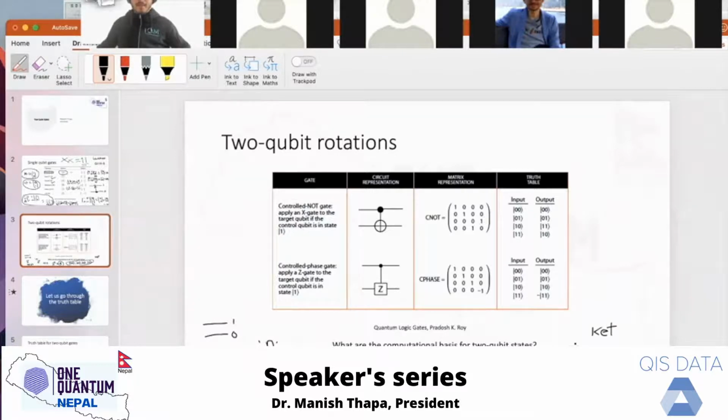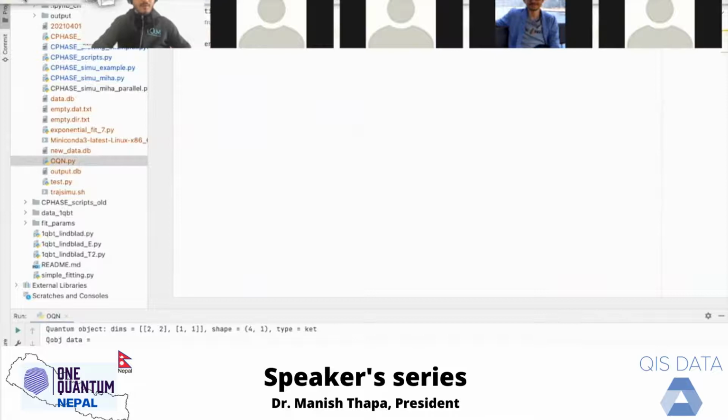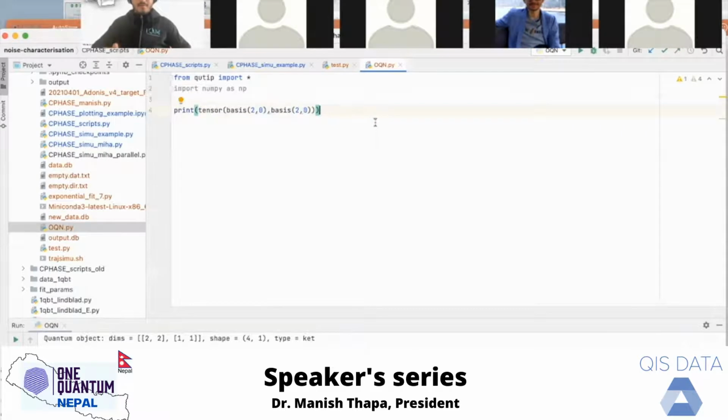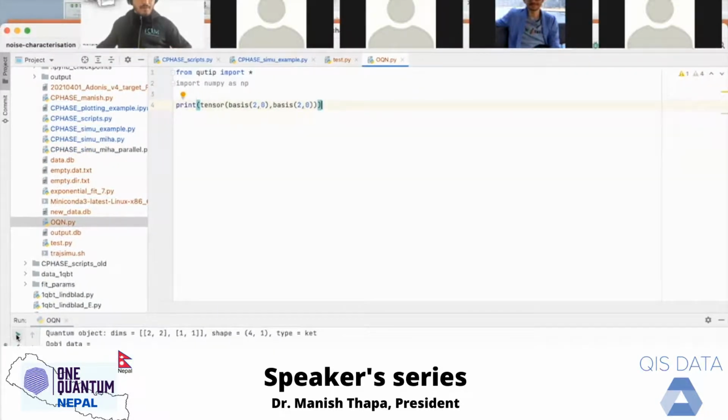For that, we can look into our QuTiP simulation. So let me show it to you. So that is my QuTiP program, right? So just have a look here. Now, let's first do 0 0. So what does 0 0 look like in vector notation? You can try that at home with your QuTiP simulation. So let me run this code. It gives you 1, 0, 0, 0, right?